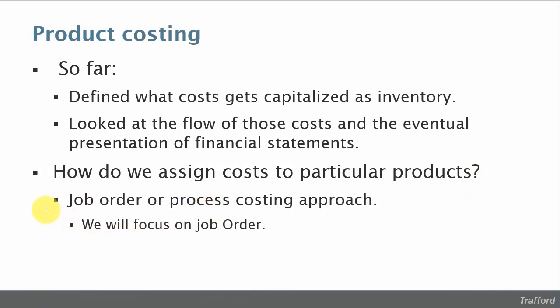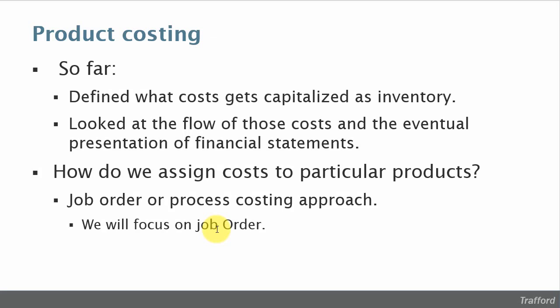Here in this course, we're going to focus on job order costing because I think it's the simplest to understand and envision. Job order costing is generally used when a company produces distinct or customized products, where process costing is used when companies produce a lot of homogeneous products. Your textbook also discusses process costing, so please take a look at that if you're interested in the other approach.